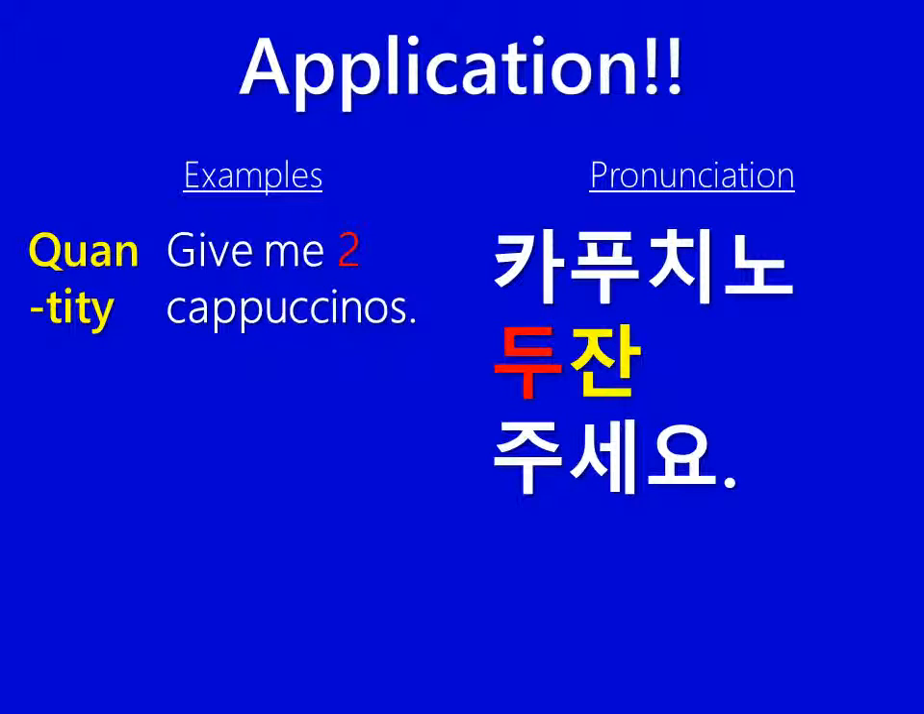Next, if you want to say 2 cups of cappuccino, then you say cappuccino 2 잔. 잔 is cups. 2 잔 주세요. Cappuccino 2 잔 주세요. So if you go to a cafe on your own, you obviously will say cappuccino 한 잔 주세요. Obviously you only want 1 cup.